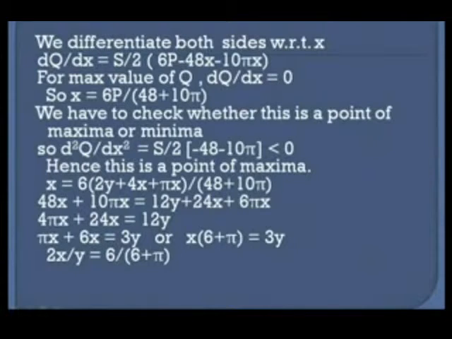Thus 2x is the length of the rectangle and y is the breadth of the rectangle. Thus the ratio of the length to breadth is equal to 6 by 6 plus pi for the maximum transmission of light through this window.